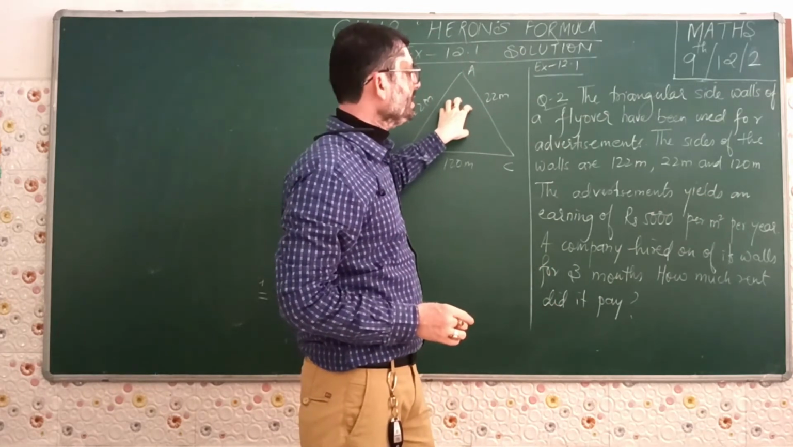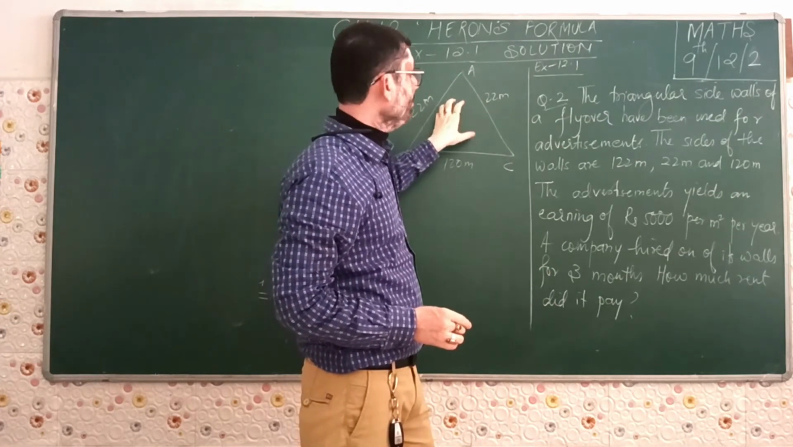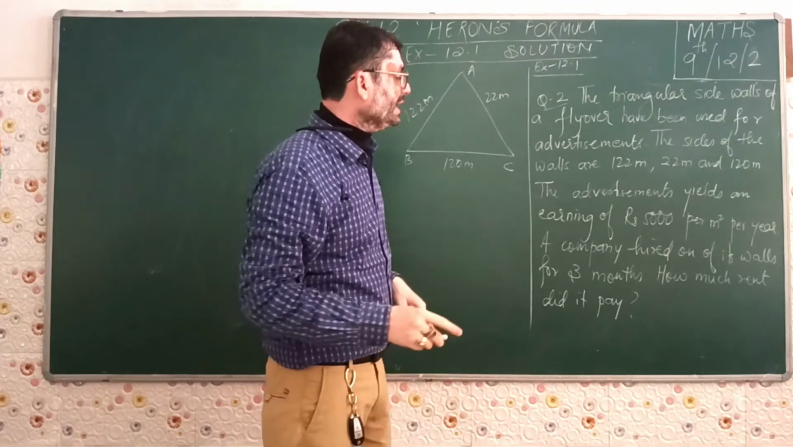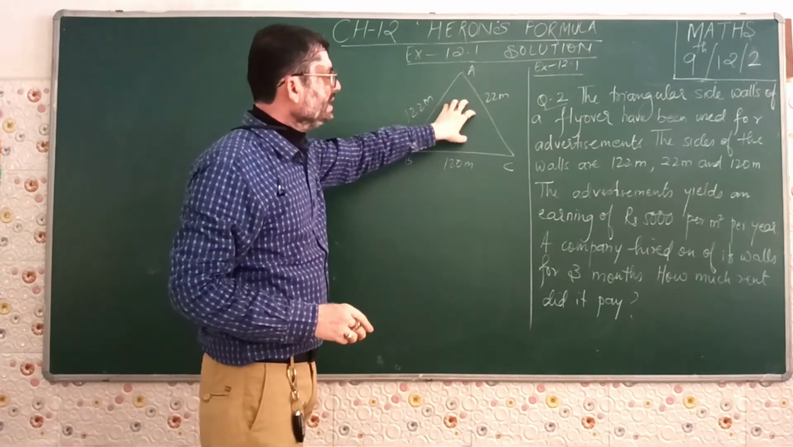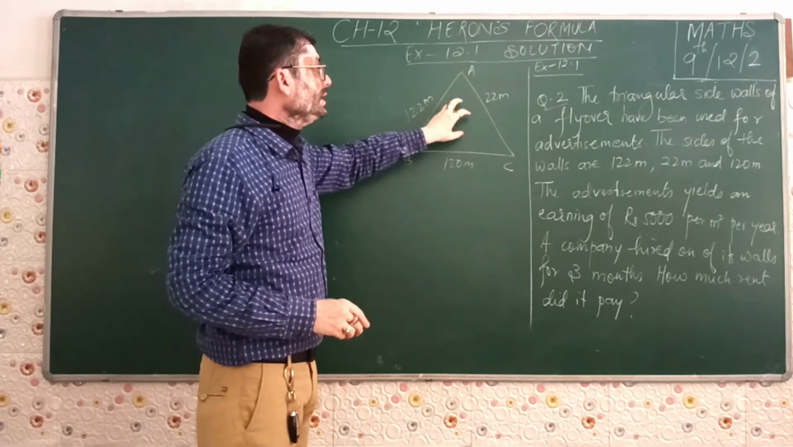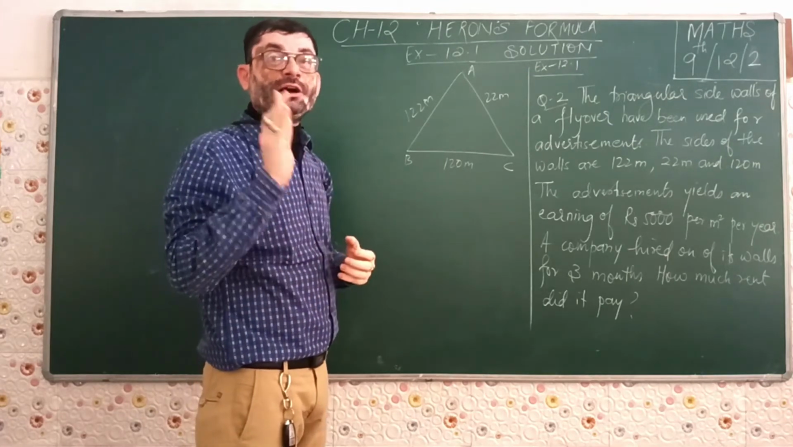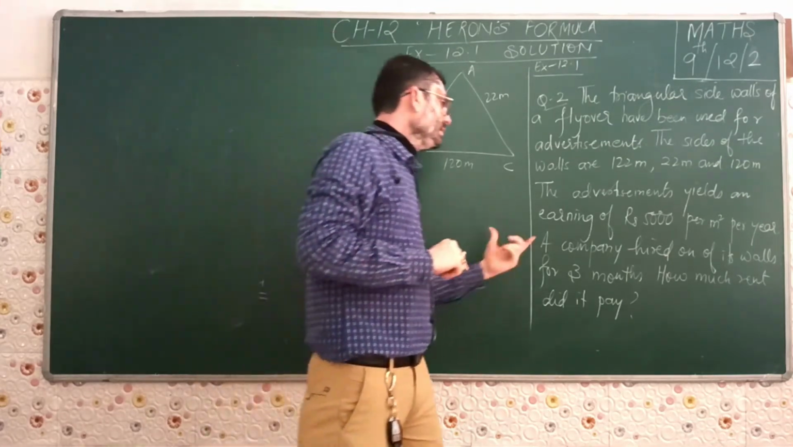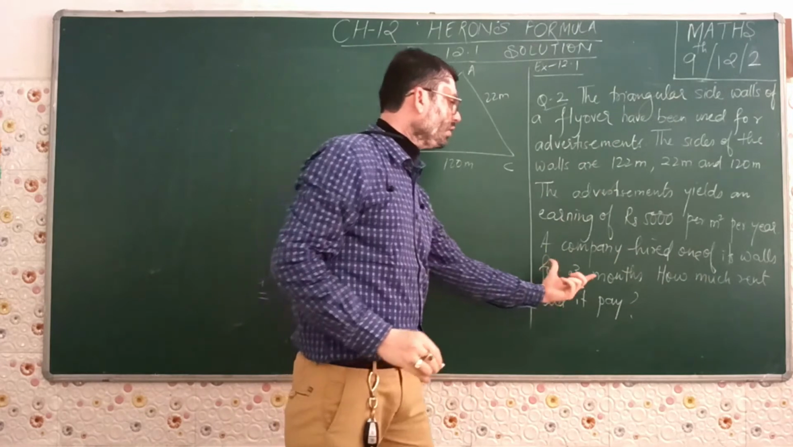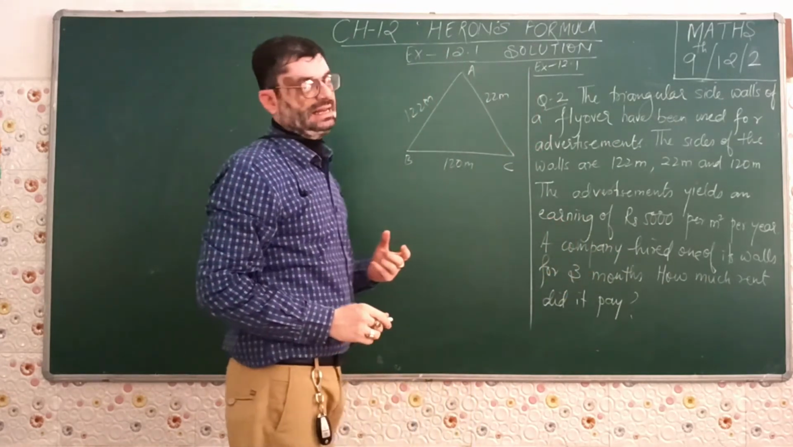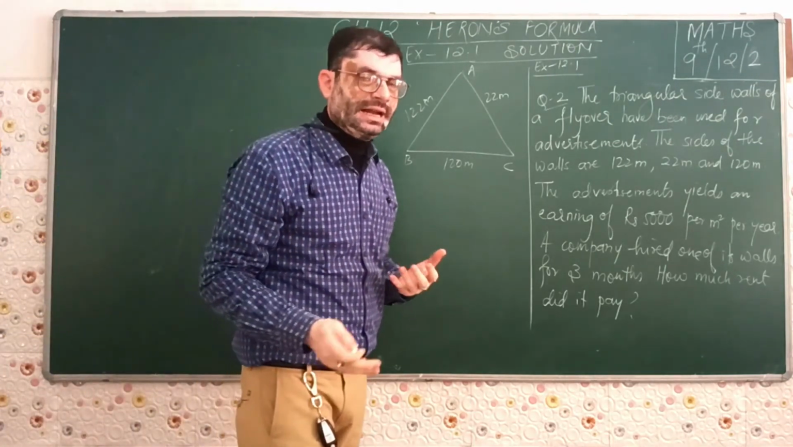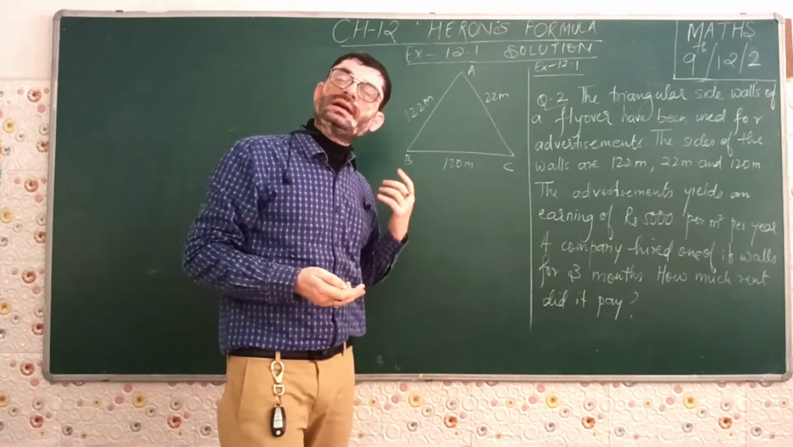The advertisement that is being done here is giving an earning of 5,000 rupees per meter square for 1 year. That means for the triangular walls of that flyover, 1 meter square gives an earning of 5,000 rupees for 1 year. A company hired one of its walls for 3 months. How much rent did it pay? So one company took it for 3 months and it needs to pay the rent. How much rent is to be paid by the company?